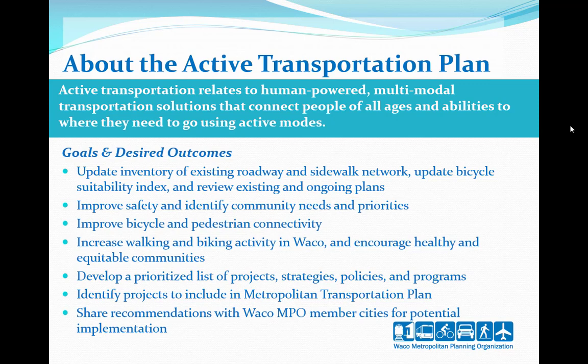The goals and desired outcomes of the plan are to update the inventory of the existing roadway and sidewalk network in McLennan County, update the MPO's Bicycle Suitability Index, and review existing and ongoing plans that relate to bicycle and pedestrian mobility. We also want to improve safety and identify community needs and priorities. We want to improve bicycle and pedestrian connectivity, increase walking and biking activity in Waco, and encourage healthy and equitable communities. Develop a prioritized list of strategies, projects, policies, and programs, and identify projects to include in the Metropolitan Transportation Plan. And also, we want to be able to share these recommendations with the MPO member cities for potential implementation.